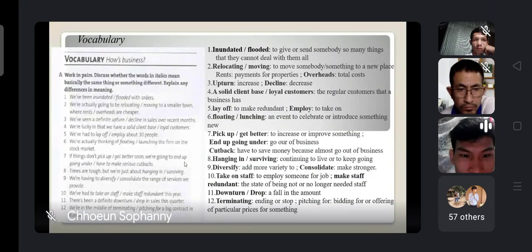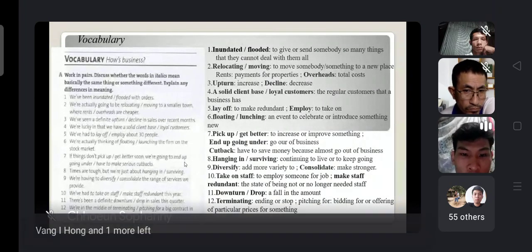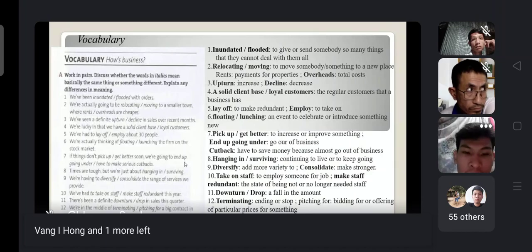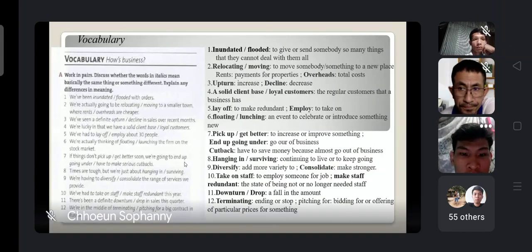We also have hanging in or surviving because our situation is bad. We need to try to do something. And number nine is diversify. That means to add more variety too. That means you add more category or more products into your store or your mart.